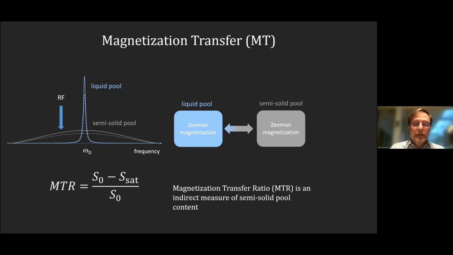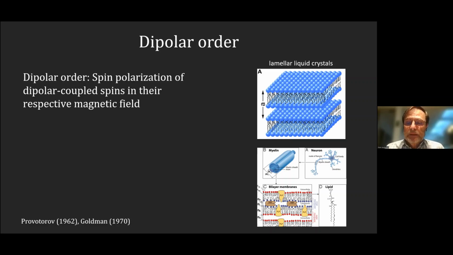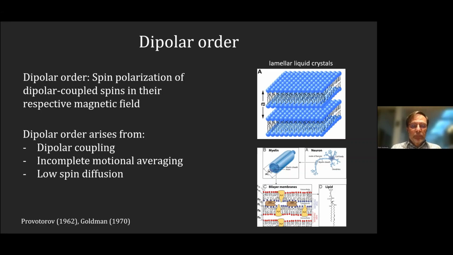So in order to make it a little bit more specific, this technique was introduced, the inhomogeneous magnetization transfer, and it takes advantage of the fact that the structure of the myelin is such that it has something called a dipolar order, which is a spin polarization of dipolar coupled spins in the respective magnetic field.